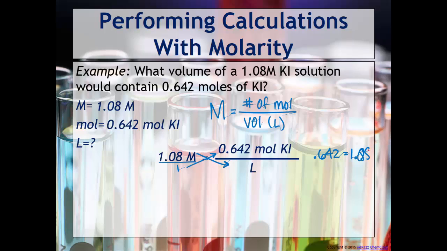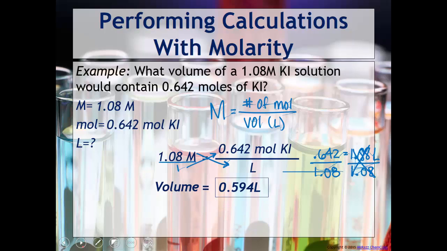It's the easiest. Here we obviously get the 0.642, and then when we multiply these together, we get 1.08 times liters, and then we can just divide. Sorry, my pen sucks. I don't know what's going on with it. But then this crosses off, and we end up with 0.594 liters.